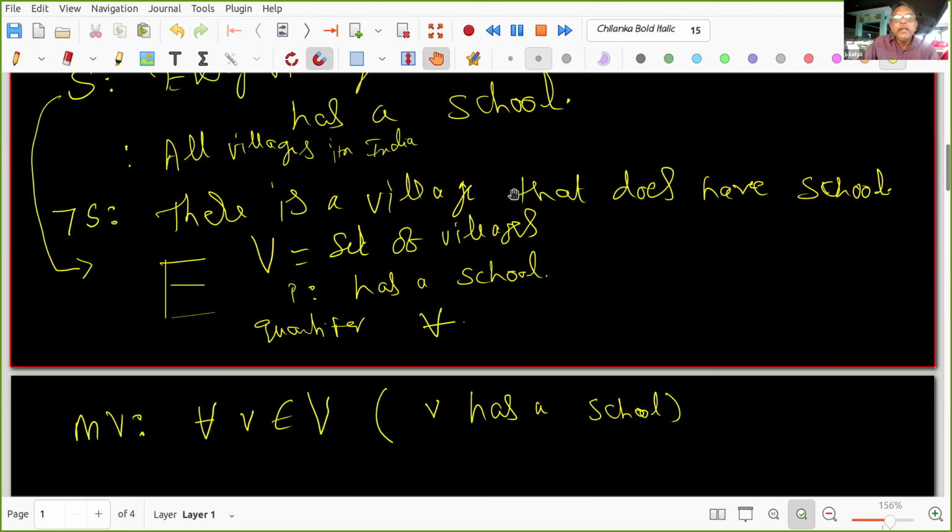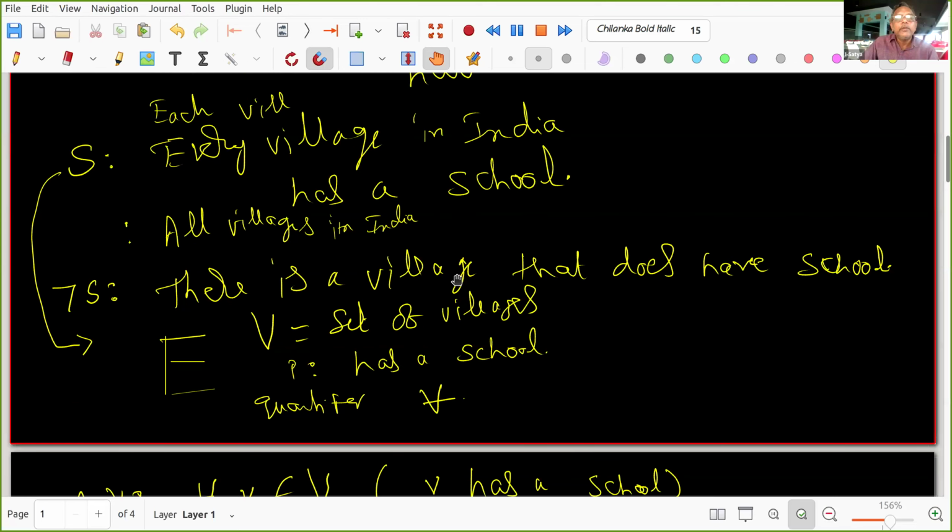Negation. There is a village in India that does not have a school, right? So how do you write it? What is the mathematical version for it? Somebody can tick yes if you are able to tell. Okay, Payal Kumari. There exists v belongs to V. No, that is okay. But before that, tell me what is the set? What is the property? What is the quantifier? First tell me that.